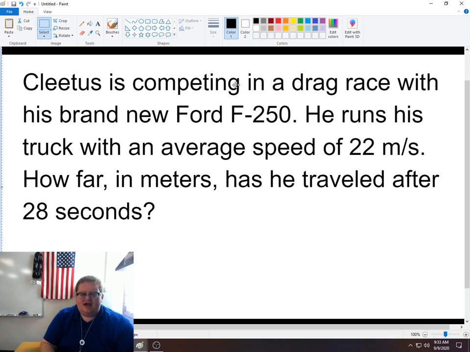So Cletus is competing in a drag race with his brand new Ford F-250. He runs this truck with an average speed of 20.